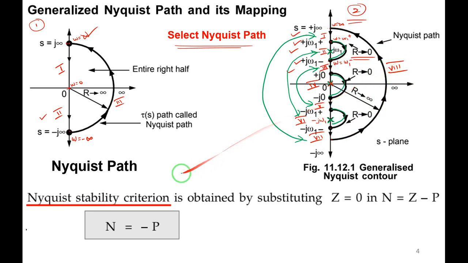Okay, we'll see it. Then what is the Nyquist stability criterion? Already we have seen: N equal to Z minus P. This is the mapping theorem or principle of argument. The mapping theorem we know.